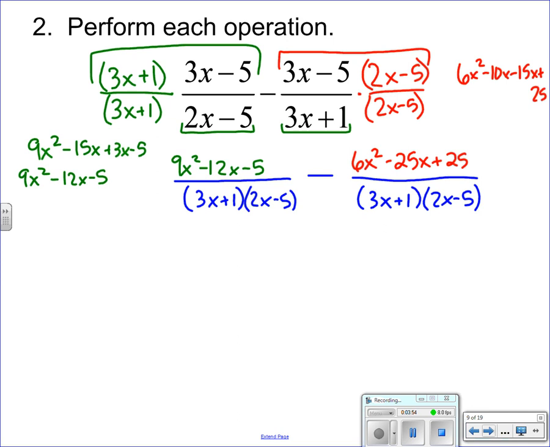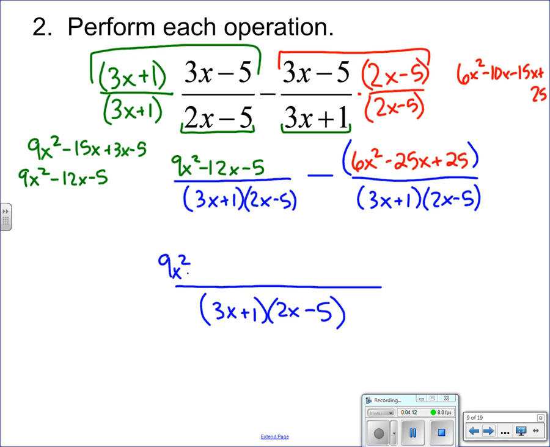Okay, so now what we're going to do is, remember, this is in parentheses, and I'm going to take my time here. Under our big denominator, I have 3x plus 1, 2x minus 5. I'm just bringing that denominator with, I'm not going to FOIL it out. I have 9x squared minus 12x minus 5 minus 6x squared. Distribute the negative to every term. That's why I like doing these minus ones with you guys. So I do a plus 25x minus 25.